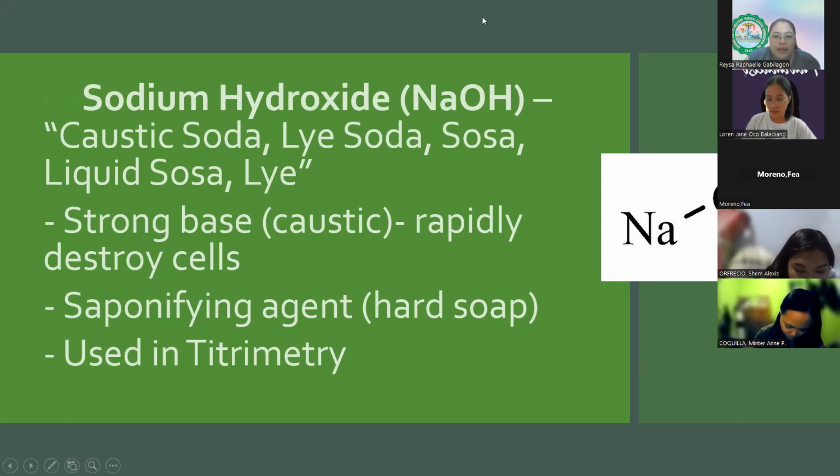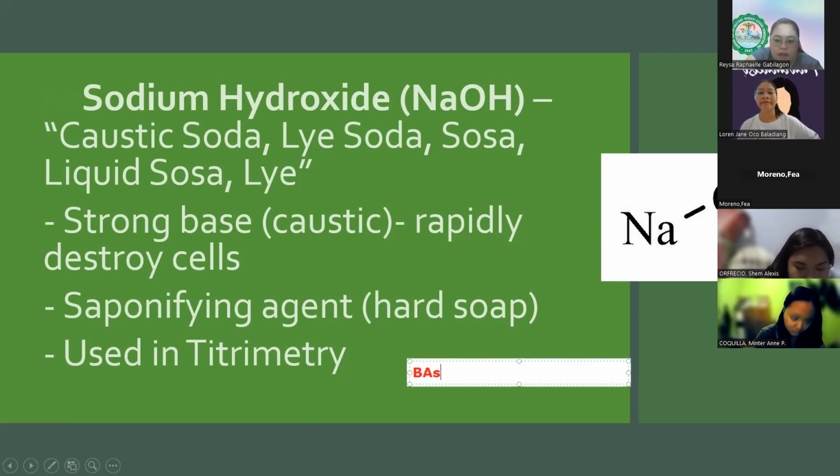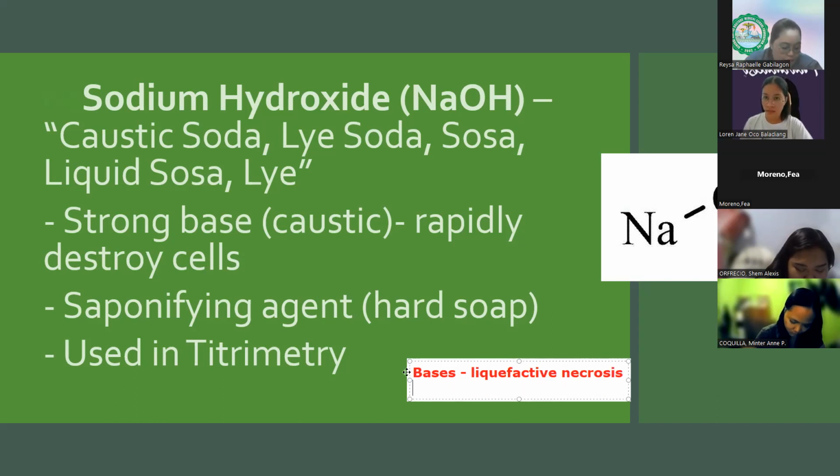Okay? Actually, basic substances, nandito yan sa aking PPT, pero isusulat ko na lang. Bases can cause liquefactive necrosis. Necrosis means death ng tissues. Okay? Pero pag acid naman ang napunta sa skin ninyo, it will cause coagulative necrosis.